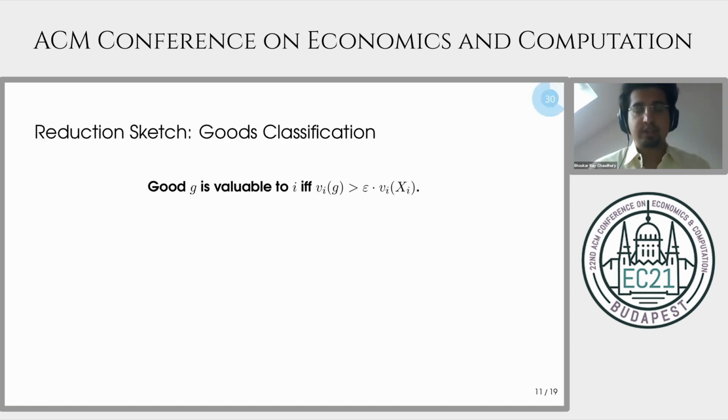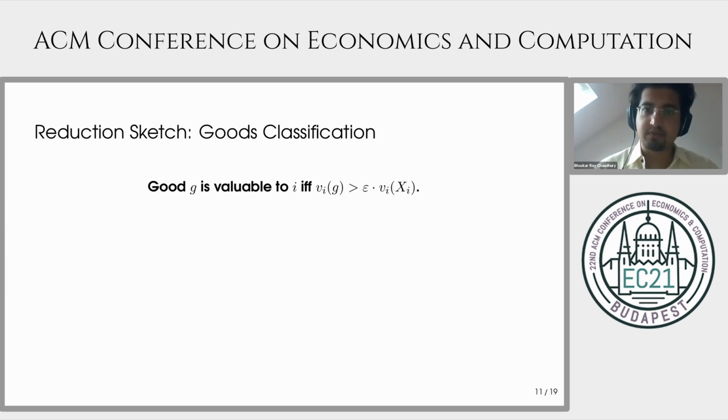Okay, so that being said, let me start with the reduction sketch. I do some classification of the goods at the beginning. I say that given any allocation X, it will be a partial allocation where not all goods are allocated.